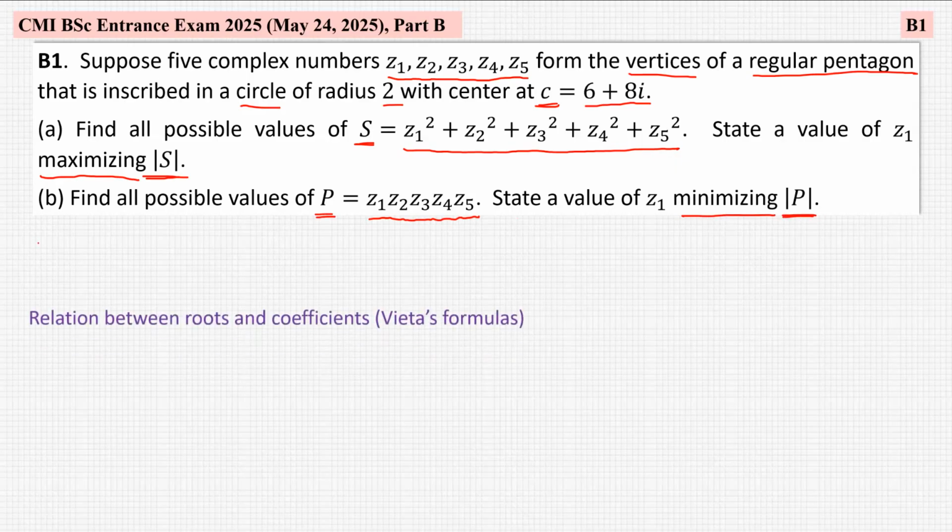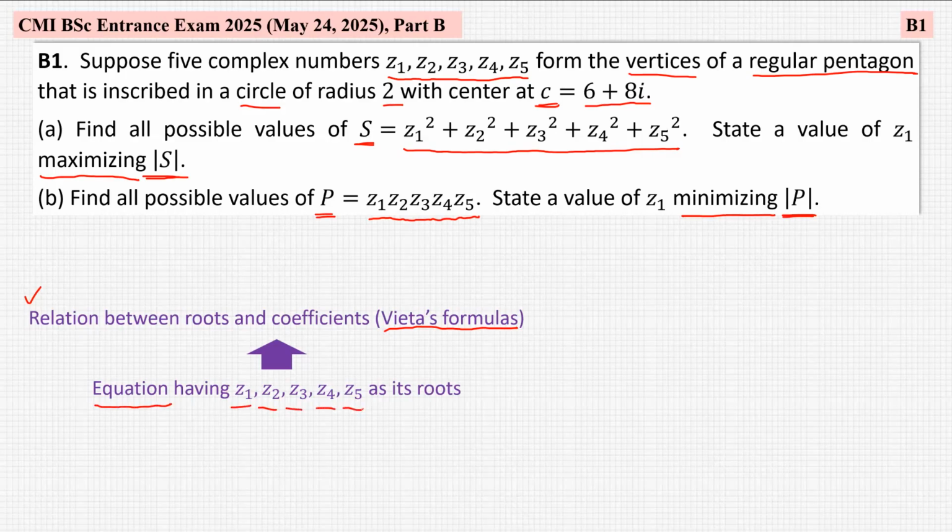Alright, from the expressions for S and P, it is clear that we need to use the relation between roots and coefficients, also known as Vieta's formulas. That is, first, we must find the polynomial equation having z1, z2, z3, z4, and z5 as its roots, and then we apply Vieta's formulas on that equation to obtain the expressions for S and P.